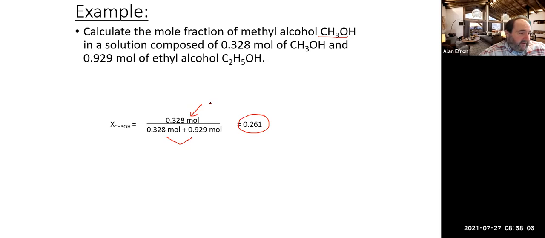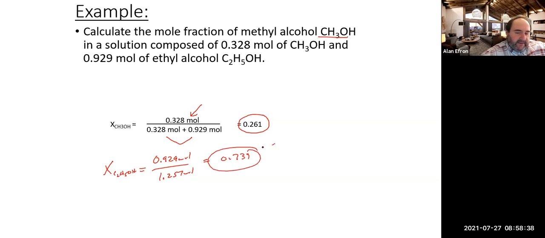Although it's really not considered a percentage, it basically is telling us it's 26% made up of methanol, which means it's about 74% or so, a little less than that, made up of ethanol. Again, you can do the same thing for ethanol. It would just be our 0.929 moles divided by our 1.257 moles, which hopefully is the total there for our C2H5OH. Roughly gives us 0.739, which is about 74% ethanol, about 26% methanol, even though technically speaking, obviously it is not a percentage.